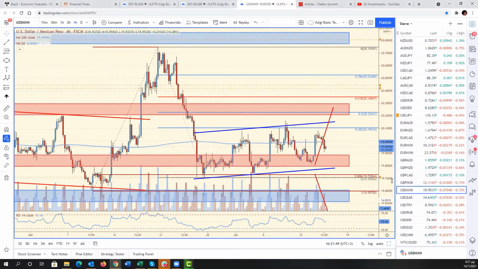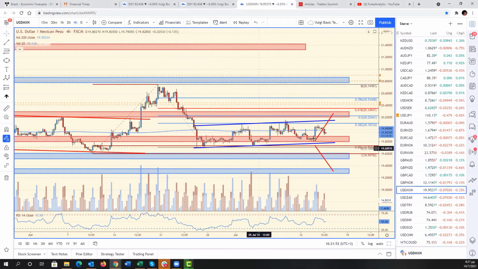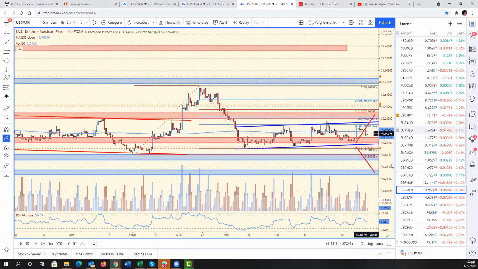USD MXN. Still within this ascending channel, definitely no impulsive characteristics. Resistance currently passing from 2015. Support from 1977, 1978, whatever. And definitely leaving this to range. Next one.